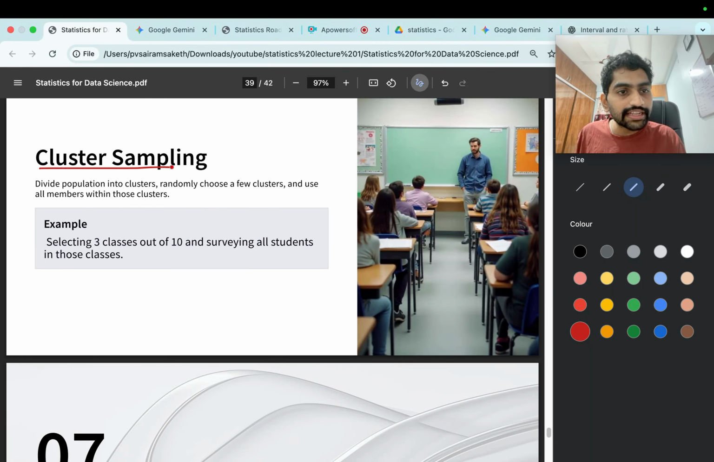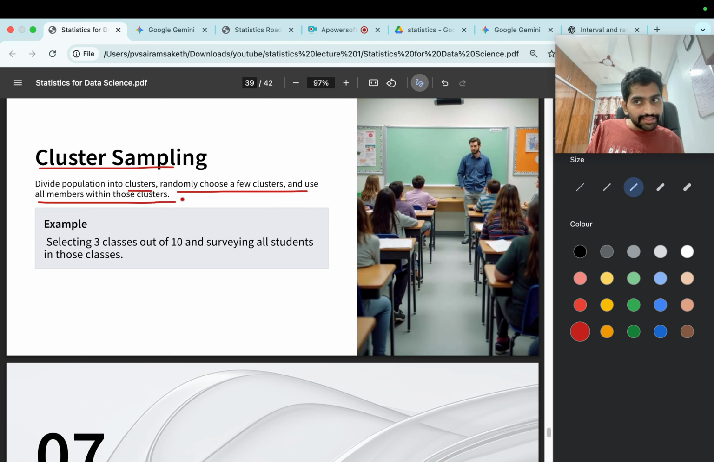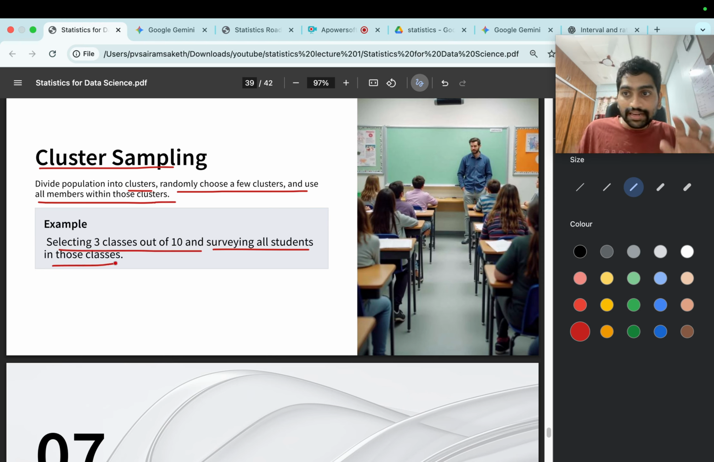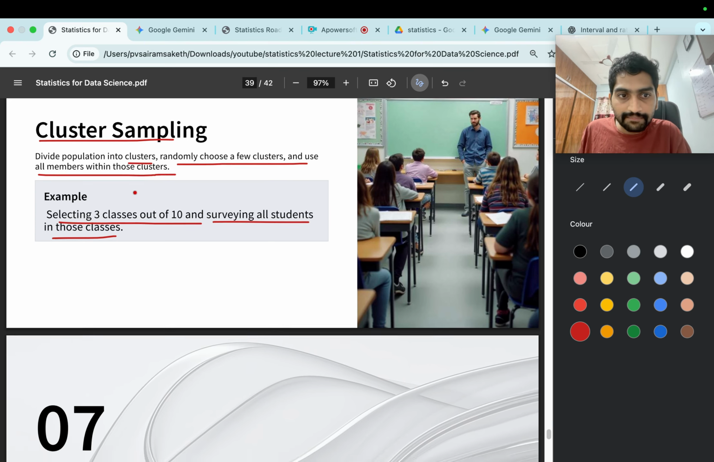And the next thing we have is cluster sampling. In cluster sampling, you divide the population into different groups, randomly choose a few clusters, and use all members within those clusters. For example, selecting three classes out of 10 and surveying all students in those classes. Similarly, with 10 classes, you select one class, and for that one class we take the average of all the things. That is nothing but cluster sampling.